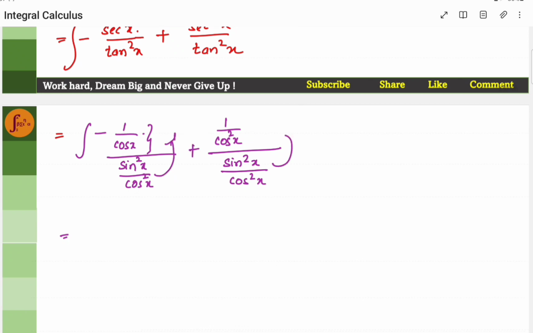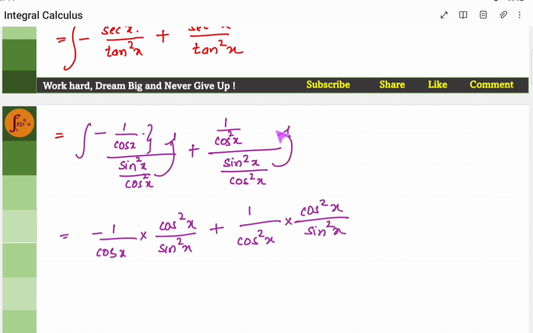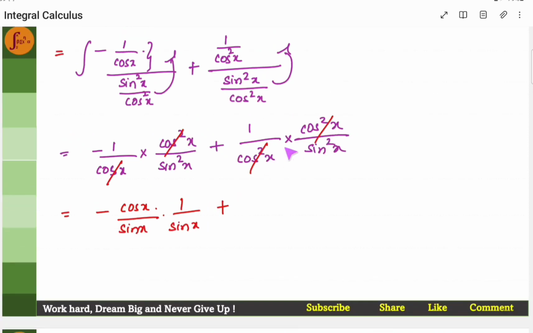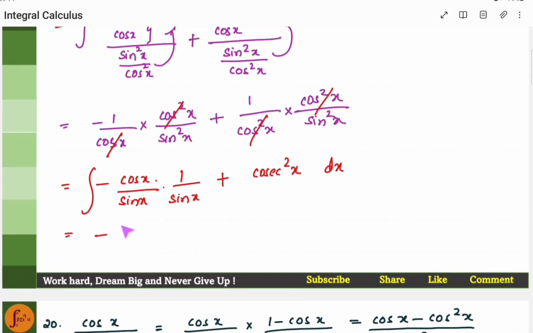Now there's double denominator here, right? So I'll shift this on top. When I shift it on top, it will become reciprocal. So it will be 1 minus minus 1 by cos x into cos square x by sin square x. Similarly here, 1 by cos square x into cos square x by sin square x. So it has become reciprocal. Now one of this and one of this will get cancelled. So I'll be left with minus cos x by sin x and one more sin x. Here, both of these will get cancelled. So, I will be left with 1 by sin square x, which is cosec square x. Right? Now, I will find the integral. I can further write this as cot x into cosec x plus cosec square x.